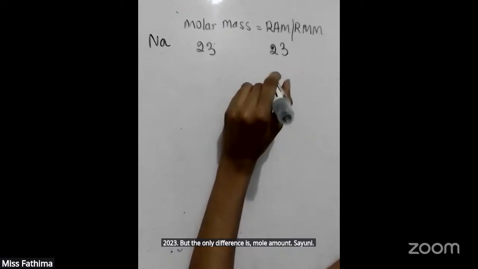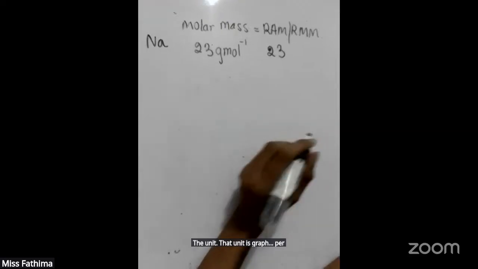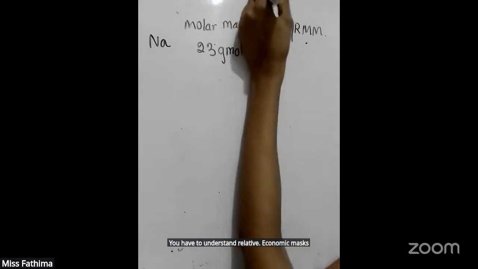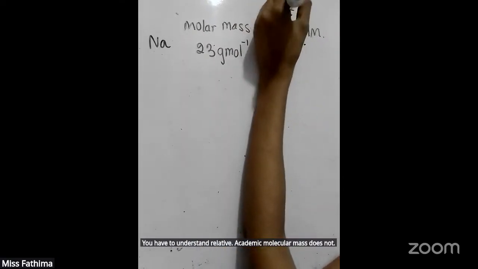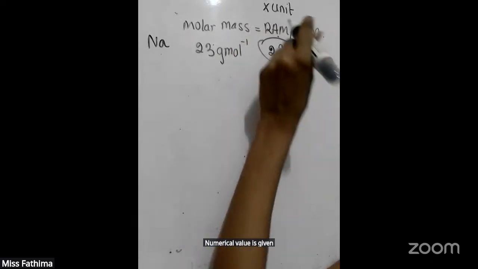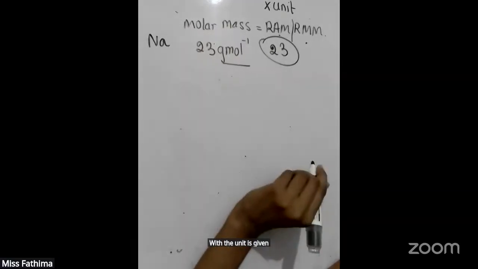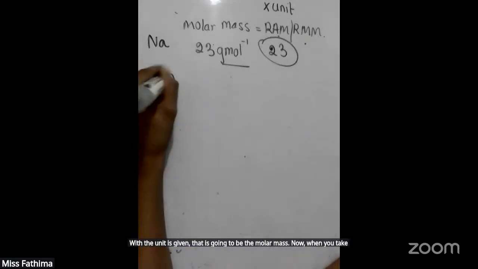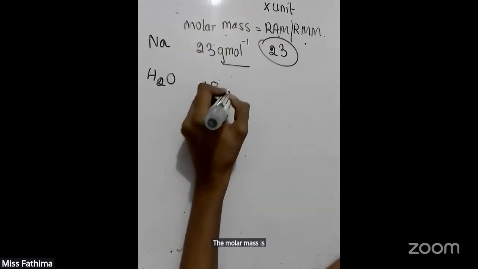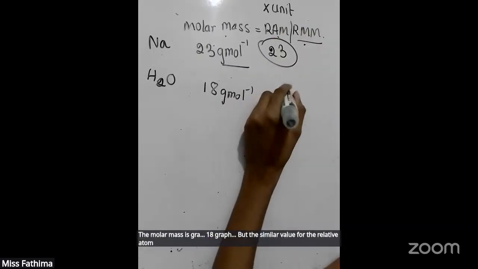Molar mass has a unit. That unit is gram per mole. Relative atomic mass and relative molecular mass do not have a unit. If just the numerical value is given, that is the relative atomic mass or the relative molecular mass. If the unit is given, that is going to be the molar mass. Now when you take water, H2O, the molar mass is 18 gram per mole, but the similar value for the relative molecular mass is 18.